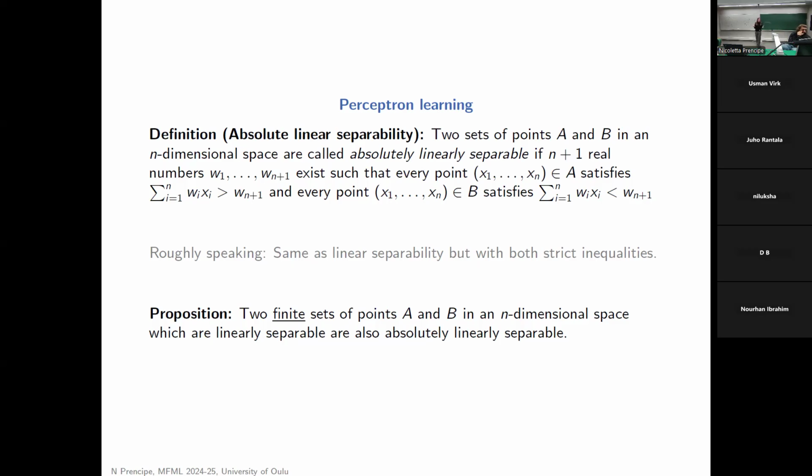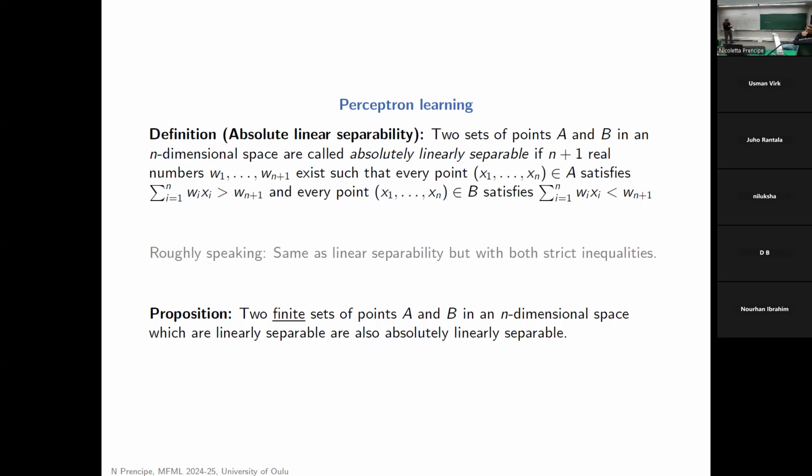Because if A and B are finite sets, we don't really care about the difference between absolute linear separability and linear separability. Imagine that my domain is R2, and my function goes from R2 to {0, 1}.